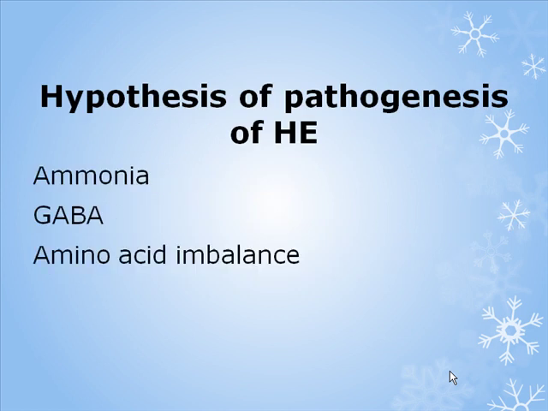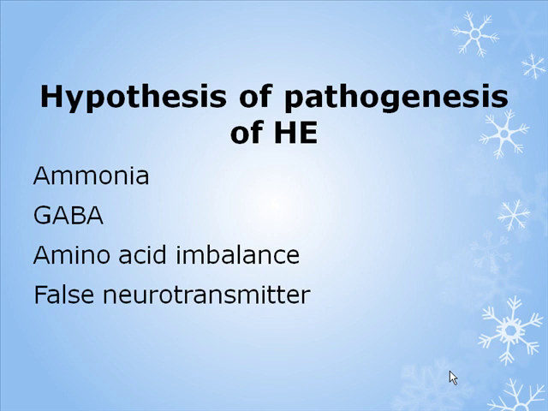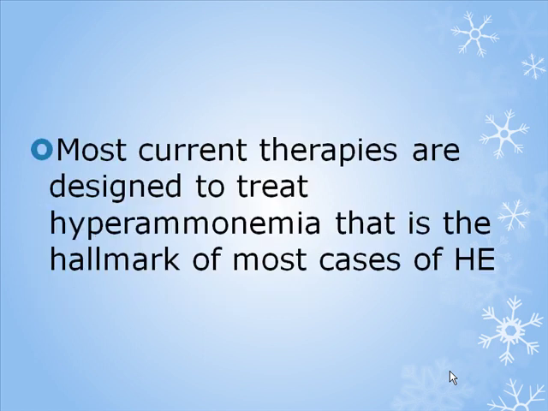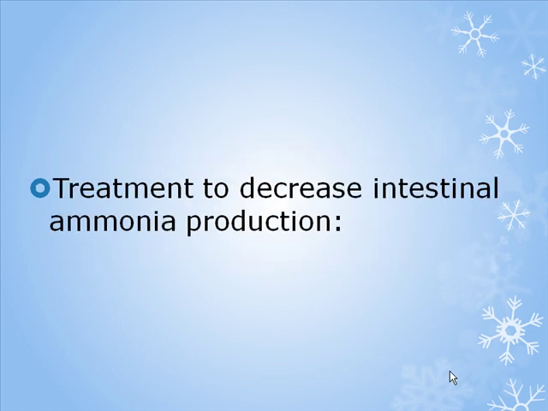These are the common hypotheses of the pathogenesis of hepatic encephalopathy, and the treatments are directed towards blocking all these mechanisms: ammonia, gamma-aminobutyric acid, amino acid imbalance with a high level of aromatic amino acids and a low level of branched chain amino acids, and the false neurotransmitter theory. However, most current therapies are designed to treat hyperammonemia, which is the hallmark of most cases of hepatic encephalopathy.